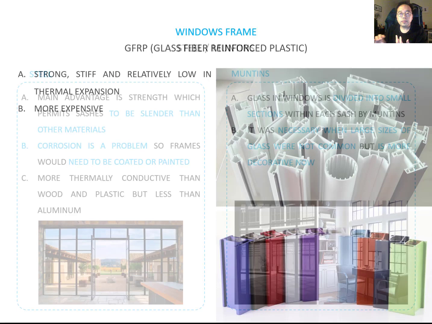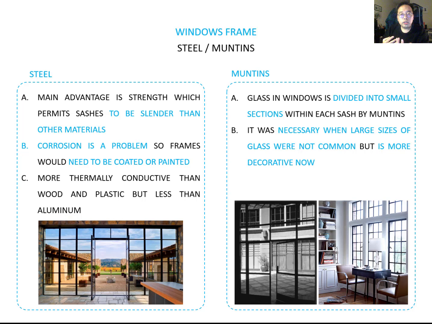The next one is steel and mullions. The steel frame can be made very slender because of its strength. However, there is a corrosion issue. When exposed to weather, it easily rusts. It has a corrosion issue on the outside. For this reason, when using steel, you have to have coating and painting, which is waterproofing coating and painting, to protect against rusting. However, this coating and painting has to be maintained periodically. So, like wood, you should maintain the framing more periodically. Steel is more thermally conductive than wood and plastic, but less than aluminum.